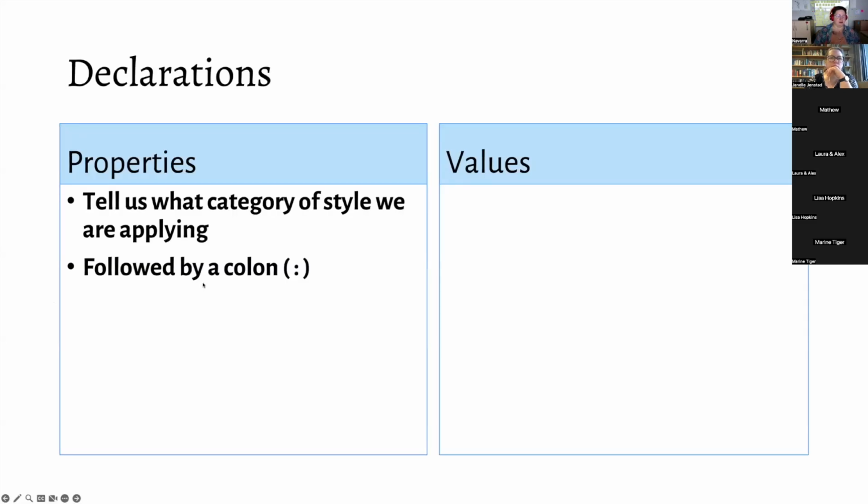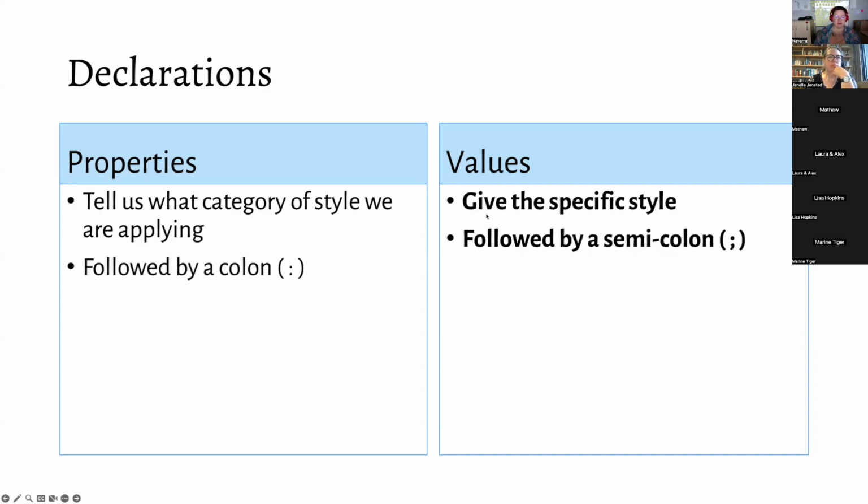Declarations are the thing that tell us what we actually want to do with that element. So we have 2 parts of our declaration. First, we have the properties, which tell us kind of what category of style that we're applying. I kind of think of these in the same kind of terms of what attributes do on our TEI. They're giving us a category of adjective. And for syntax, they're always going to be followed by a colon. Our values give us the specific style. This is our actual adjective itself. And they're going to be followed by a semicolon.